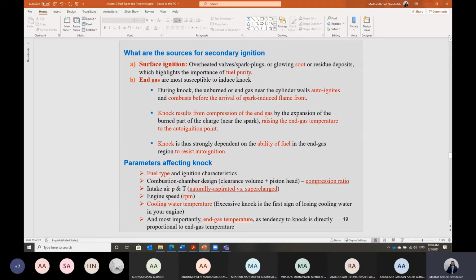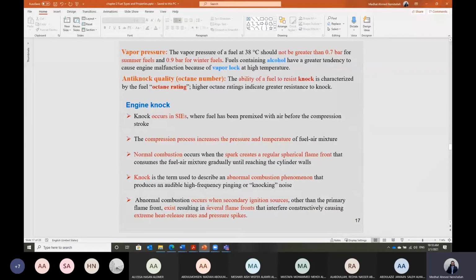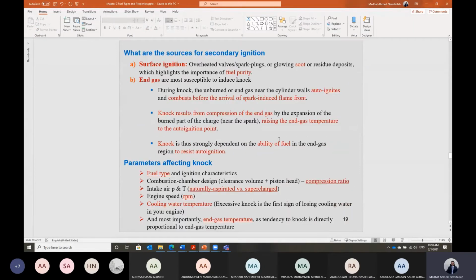Now the sources of ignition. Usually engine knocking occurs, as you can see here, when a secondary ignition source is initiating the combustion inside the cylinder, a secondary ignition source other than the spark plug, which is the self-ignition. But what are the causes of self-ignition in this case? The first cause, or the main reason, is the end gas. The temperature and the pressure of the end gas are raised after initiating the combustion from the spark plug, so that the fuel in the end gas region self-ignites.